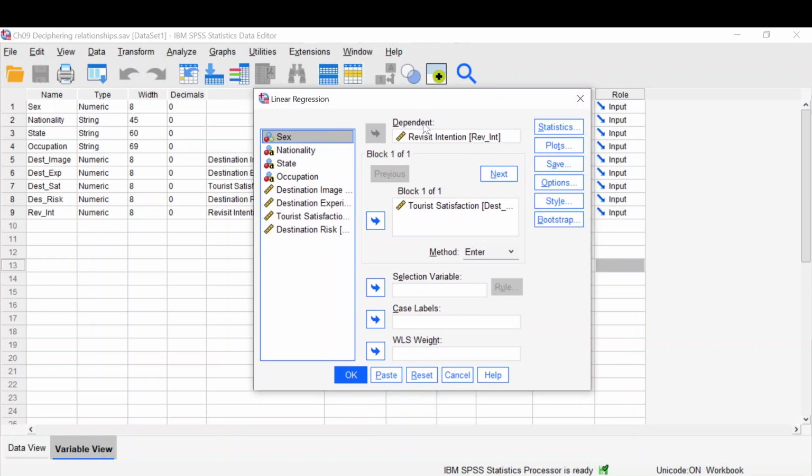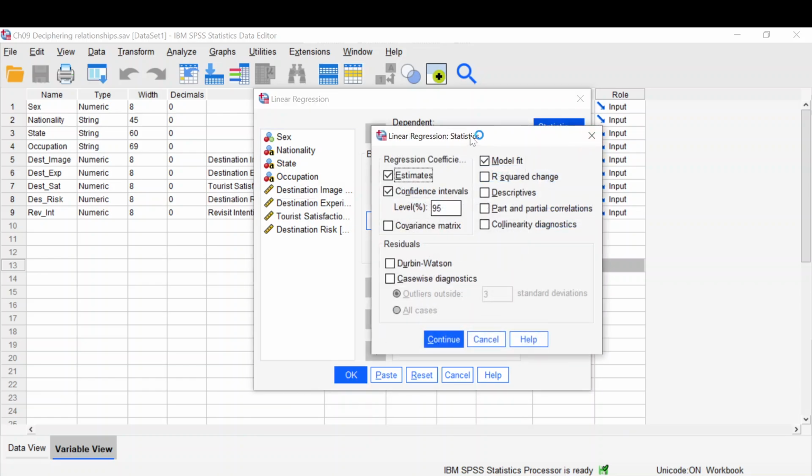So our dependent variable, in other words, the variable that we're looking at the effect of, is revisit intention. We want to know what is the effect of these four things on revisit intention. So we already have tourist satisfaction here. We're going to move in destination image, experience, and risk. So we have four variables in our independent variables box.